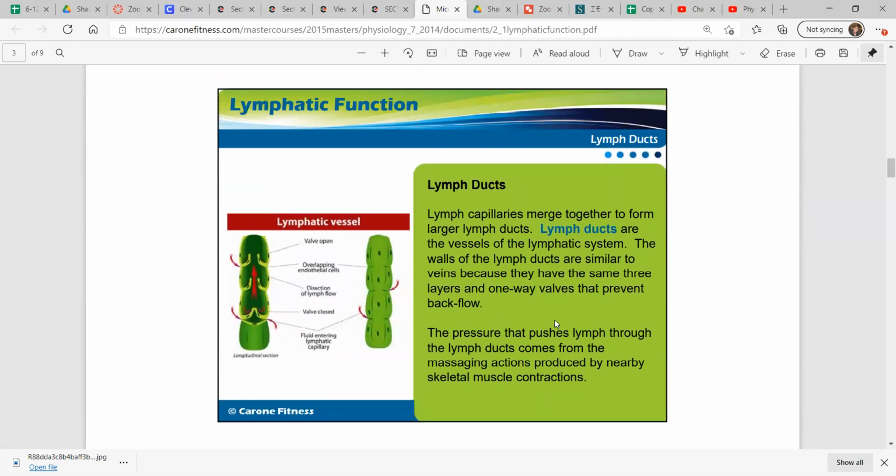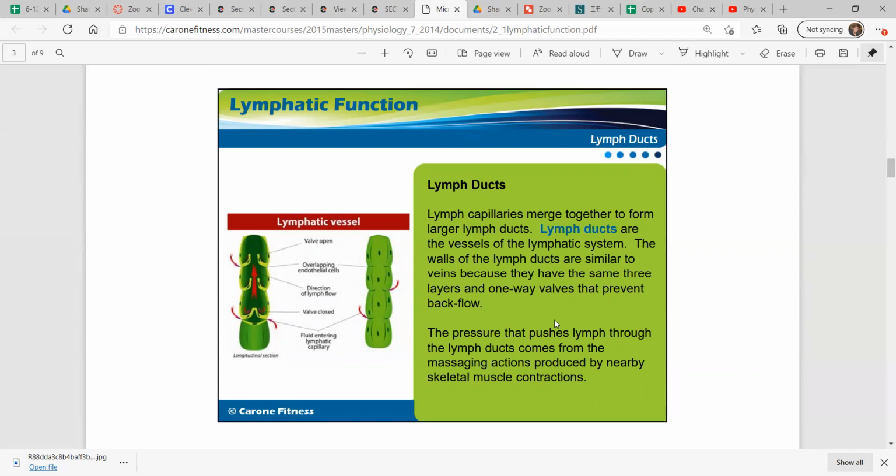Lymph ducts are the vessels of the lymphatic system. So those lymph capillaries merge together and form these larger vessels. The walls of the lymph ducts are similar to veins because they have the same three layers and one-way valves that prevent backflow. And the pressure that pushes lymph through the ducts comes from the massaging actions produced by nearby skeletal muscle contractions.